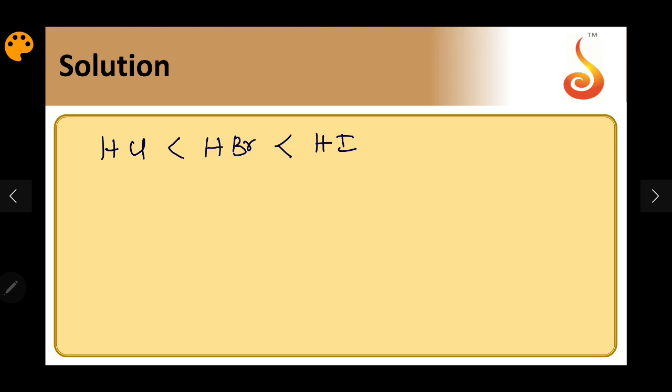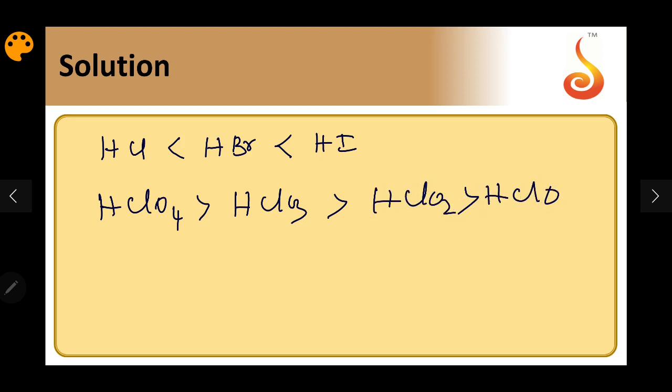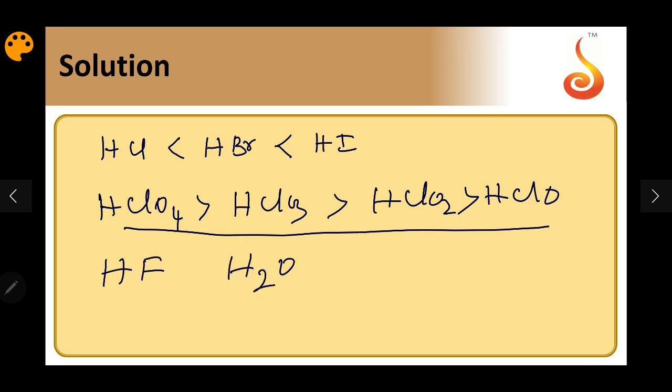And in the case of oxyacids of chlorine, the second option, HClO4 is most acidic compared to HClO3, compared to HClO2, compared to HClO. As the oxidation number of the central atom increases, the acidic strength increases. So this is the correct order given in the question. Then the third order is HF, then water, then ammonia. So HF is more acidic, water is relatively neutral, ammonia is basic compared to water. So acidic strength decreases from HF to ammonia, which is correct.